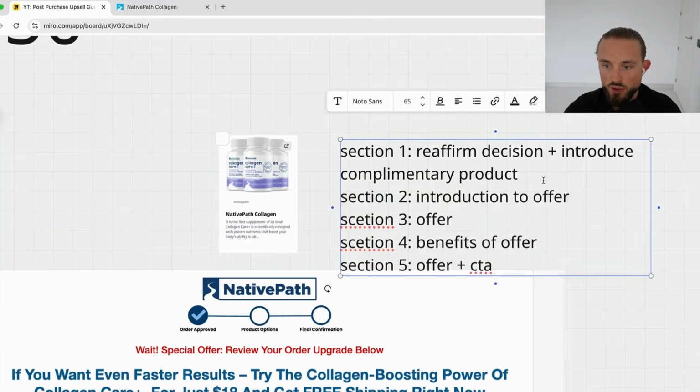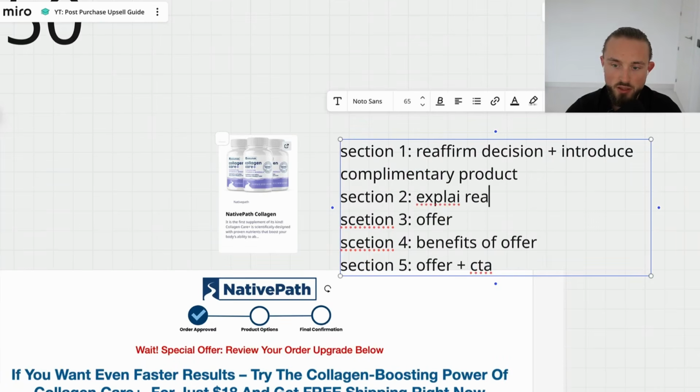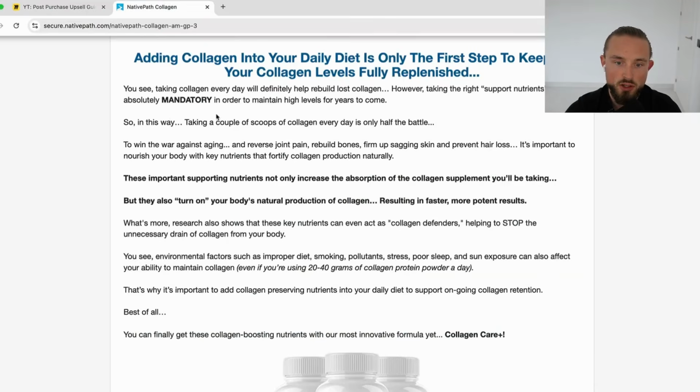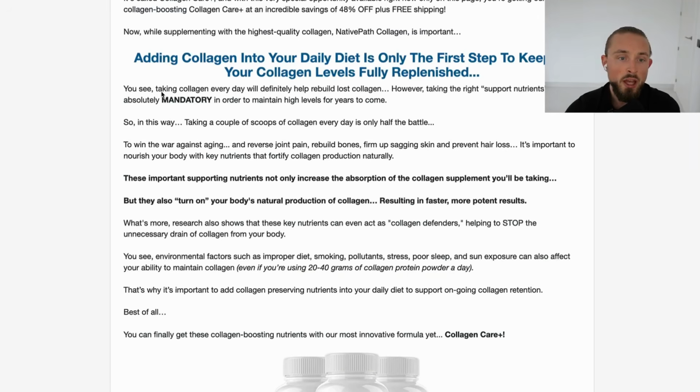And then you explain the reason for taking the complementary product, right? Because what does the complementary product do? You see, taking collagen every day will definitely help rebuild lost collagen. However, taking the right support nutrients is absolutely mandatory in order to maintain high levels for years to come. So in this way, taking a couple of scoops of collagen every day is only half the battle. To win the war against aging, yada, yada, yada, here we just talk about the pain points.